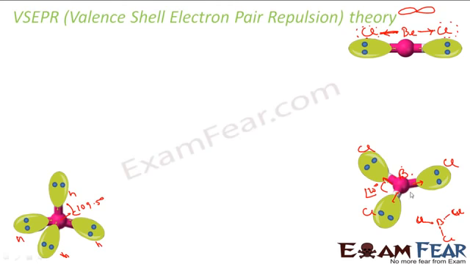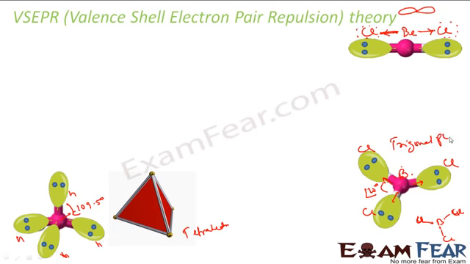Similar to the balloon example, right? They will try to repel, and they'll get this kind of shape, and this shape is called tetrahedron. This is called trigonal planar. This is called linear, right?